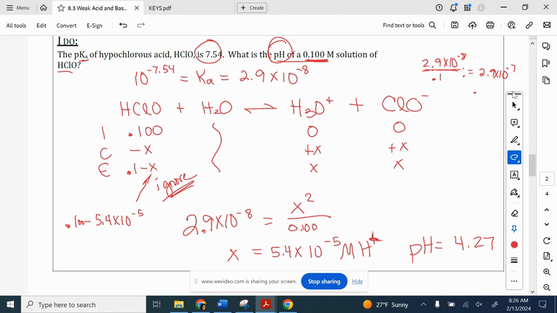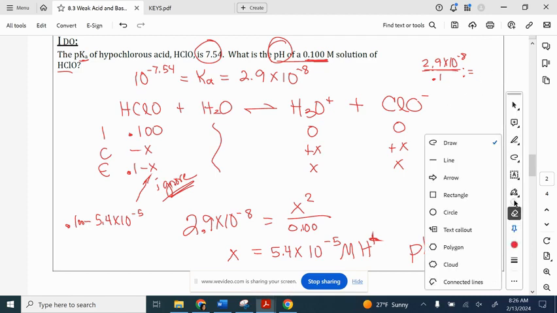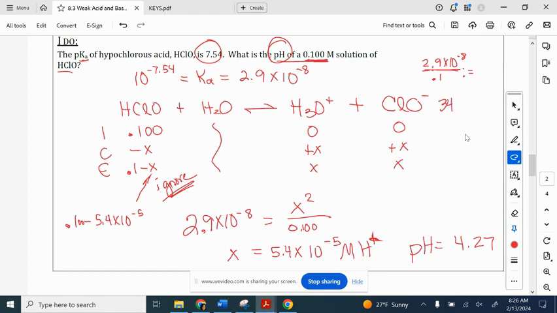Can you do 1 over x, or the reciprocal of that? Can you hit the reciprocal on your calculator? Do you know how to do reciprocals? Do a reciprocal of that value for me. X to the negative 1. It's along the side right by the log. 34,482.7.